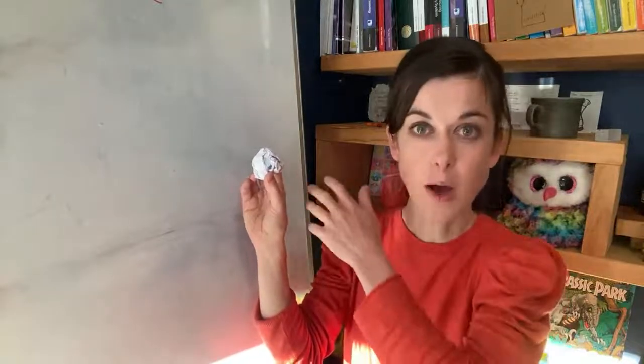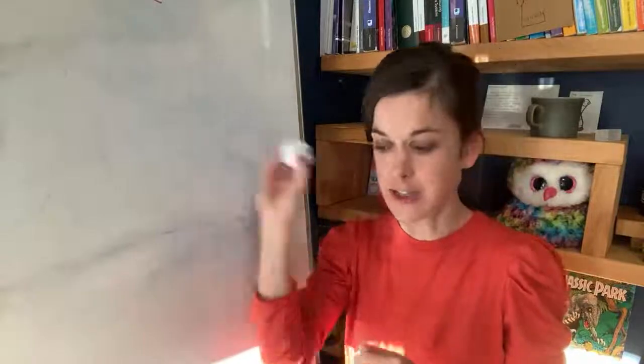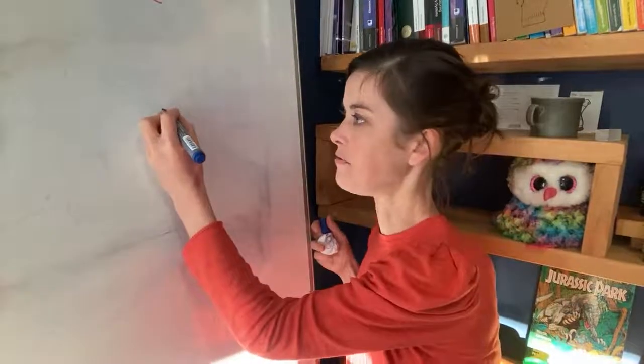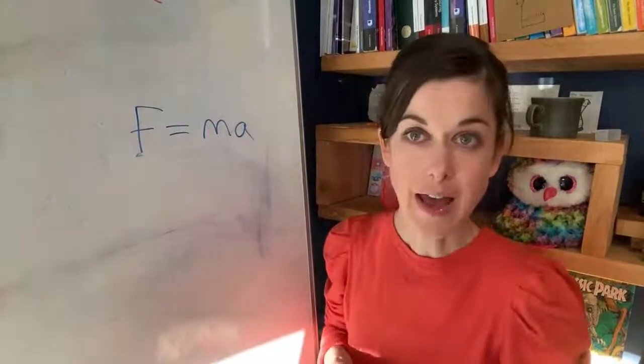And what you're doing is you are applying a force, right? So you're making the resultant force in that direction. So, set right forwards, come on, it's not that hard. So we've got this equation, F equals ma.